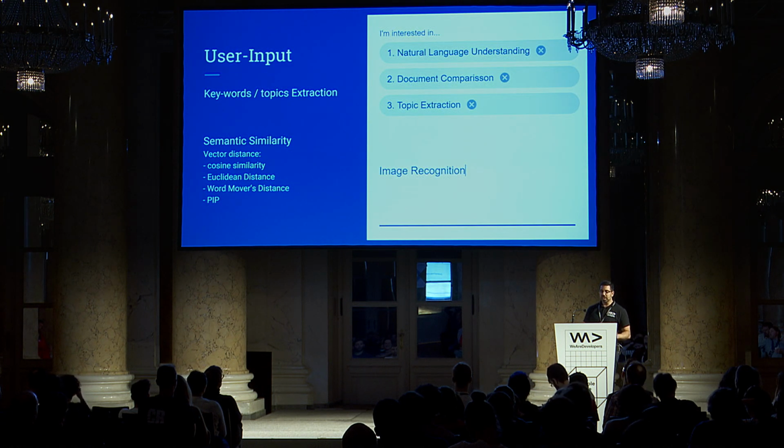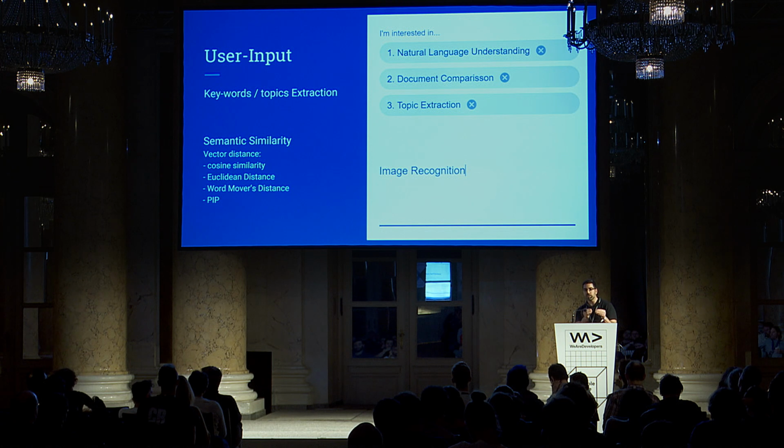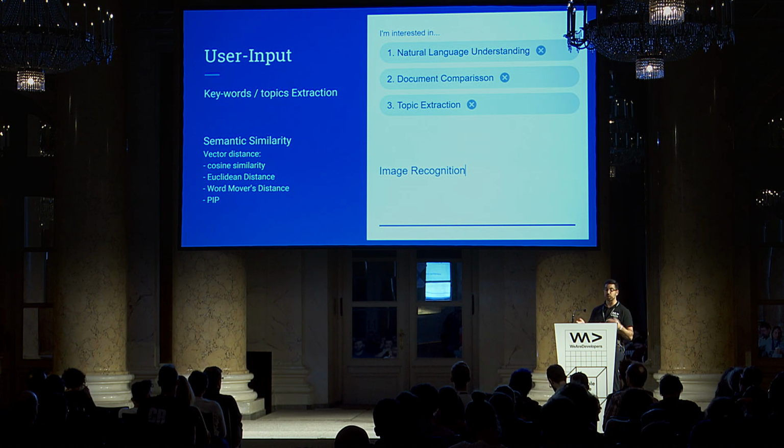So how do we get the input from the user? We just ask them what they are interested in. It's like in some sort of a search engine. You can enter your topics, what you're interested in, and then afterwards we are comparing these topics to other topics using vector distance, cosine similarity, or Euclidean distance. Word mover distance, we actually discussed it in the last meetup, and also a new method called PEEP.